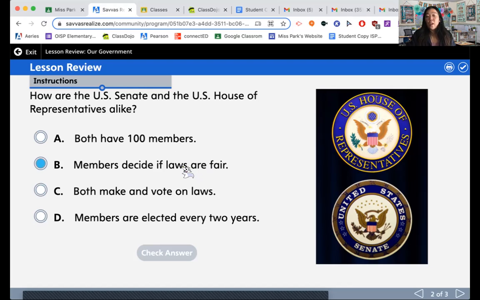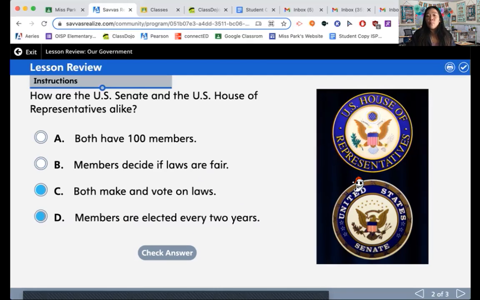Members decide if laws are fair. That is true. It could be B. Both make and vote on laws. That is true. It could be C. Members are elected every 2 years. Nope. The Senate is elected every 6 years. The House of Representatives is elected every 2. So it's either going to be B or C. Well, B would make more sense with the Supreme Court. The Supreme Court is the one who sees if laws are fair. So the best answer is going to be C. Both make and vote on laws.